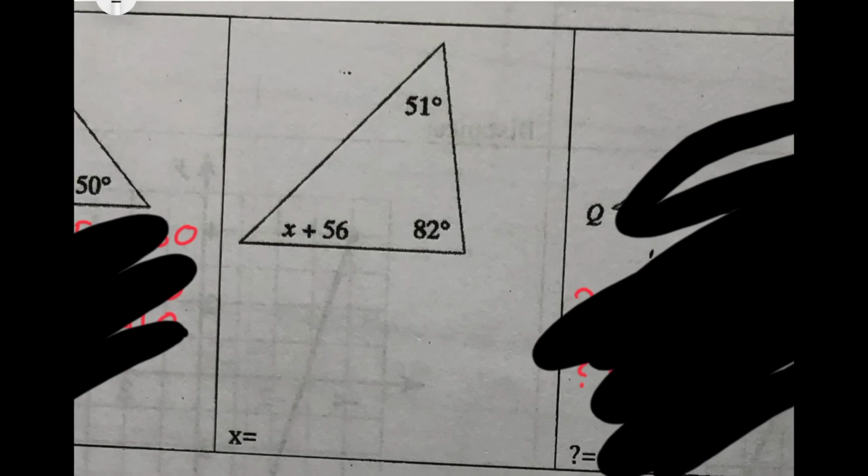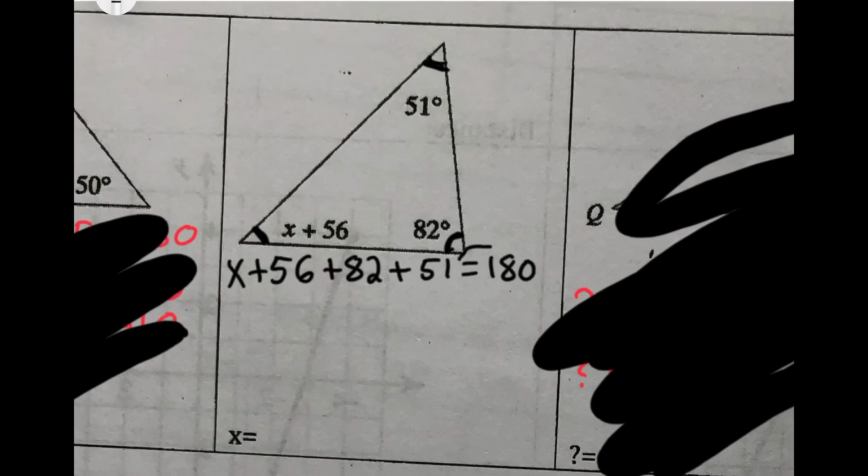we have our three angles in a triangle. Well, with three angles in a triangle, you can add them all up and set them equal to 180 and then solve for your missing information. So in this case, we're going to take our first angle, which is x plus 56. We're going to add it to our second angle, which is 82. Add it to our third and last angle, which is 51, and set it equal to 180. Always equal to 180 because it's a triangle.